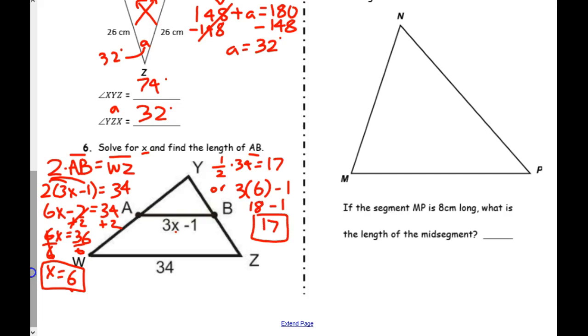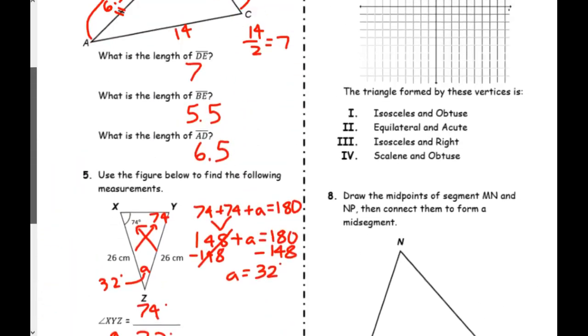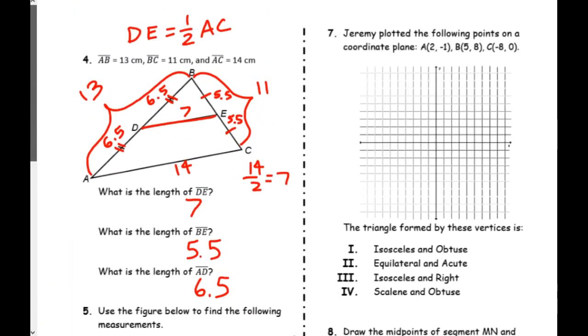Alright. Number 7. Plot these points. 2, negative 1. 5, 8.